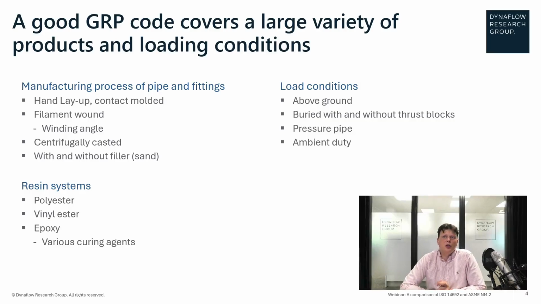And a good GRP code covers a very large variety of products. So different processes of manufacturing, filament wound, hand layup, contact molded pipes and fittings, different resins, polyester, vinyl ester, epoxy, and all their curing agents, as well as it should cover all the possible loading conditions. So be it for above ground pipe, buried pipe, if it's pressurized, or if it's sewer pipe without any pressure.